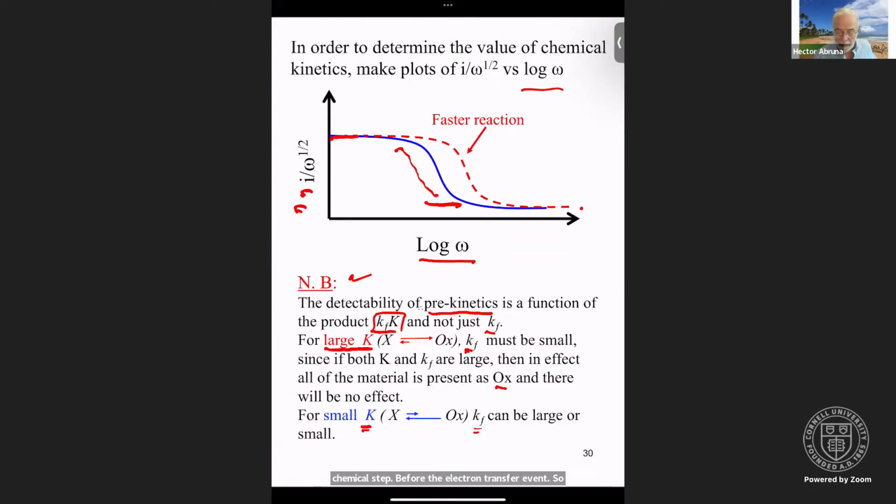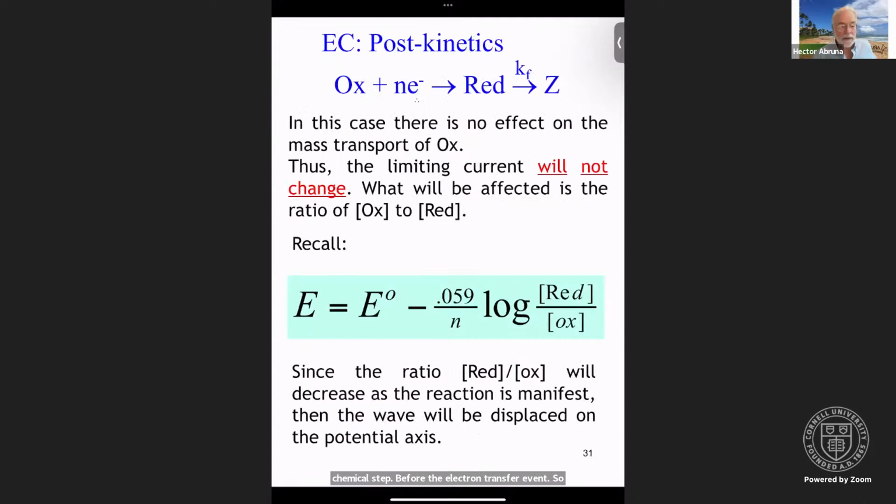So that was pre-kinetics. What about post-kinetic or EC processes? As we mentioned earlier, in this case, what we have is a reaction Kf that follows the electron transfer, and thus post-kinetics. And so the first question is, does this affect the mass transport of ox? And the answer is no, because ox doesn't know and doesn't care that this exists. It'll be transported to the electrode surface as if there was no other reaction taking place.